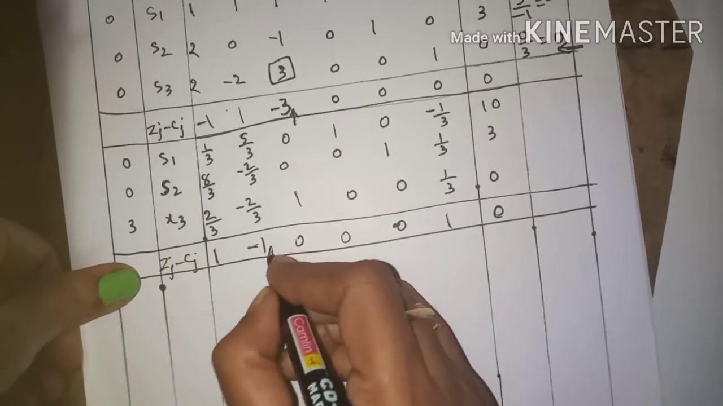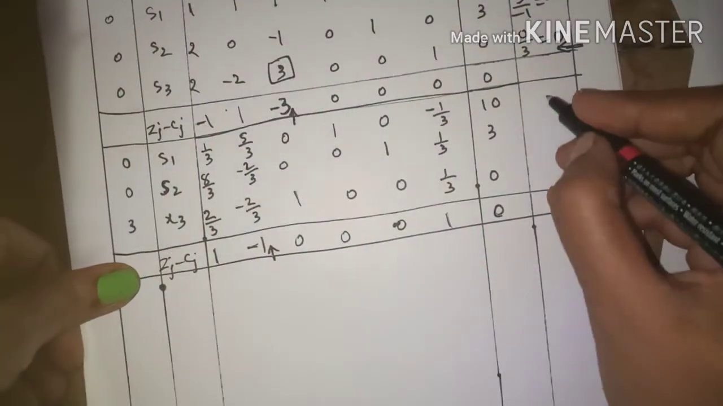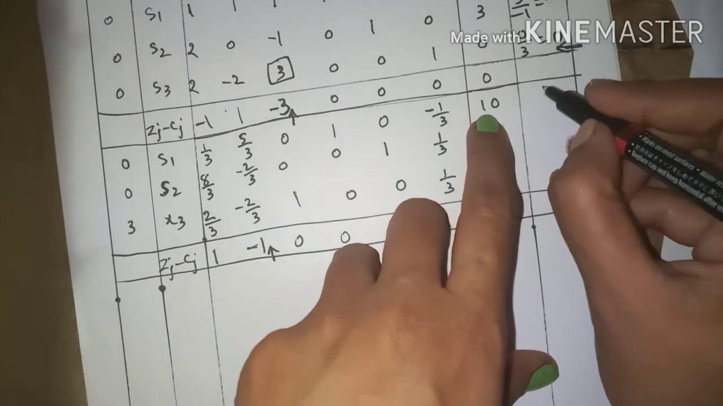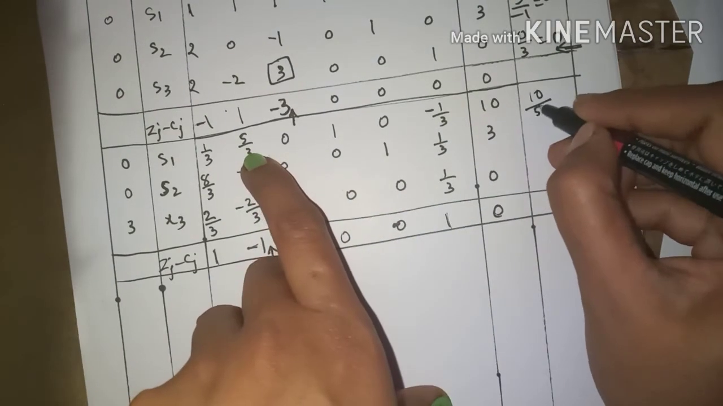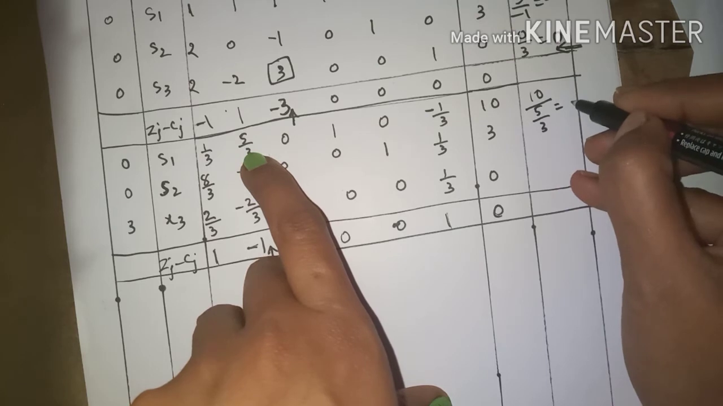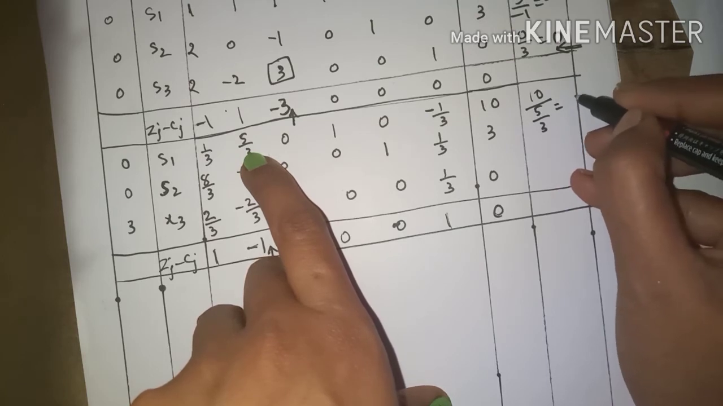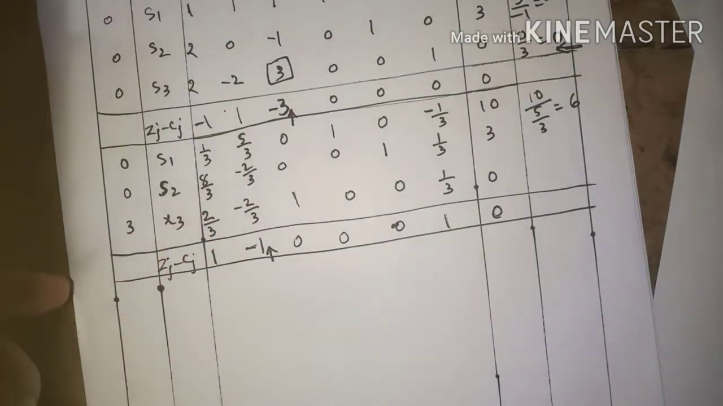Now, which one is the most negative value in the index row? Most negative in the index row is this one, my second column. I choose the second column. Now, coming to the minimum ratio. Minimum ratio, how to calculate? 10 by the chosen column value 5 by 3. 10 by 5 by 3 is 30 by 5. 30 by 5 is 6.